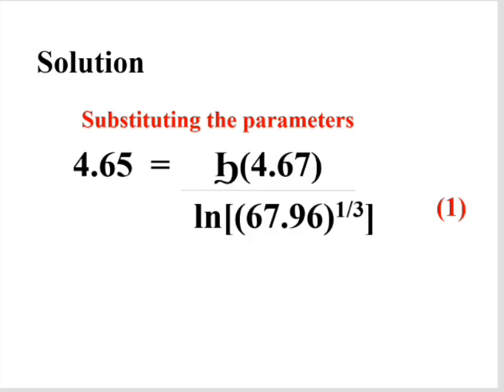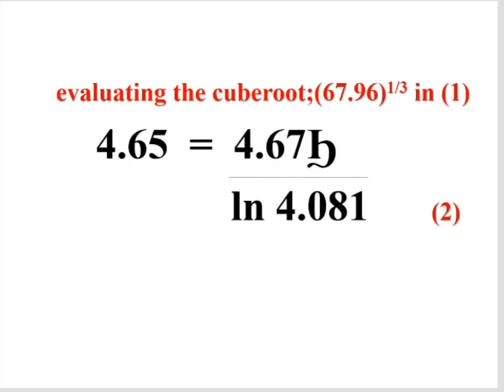Furthermore, if we substitute these values into the model, we're going to have 4.65 equal to the empirical constant multiplying 4.67 all over the natural log of bracket 67.96 to power 1 over 3. And if we evaluate the cube root of both sides of that equation 1, to have a simplified figure, we are going to have that the cube root of 67.96 is equal to 4.081.